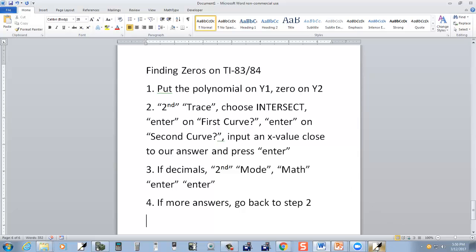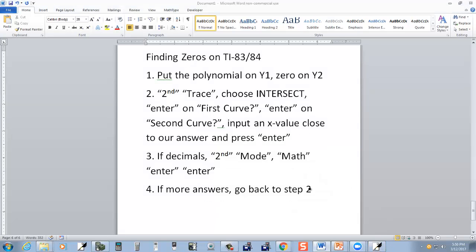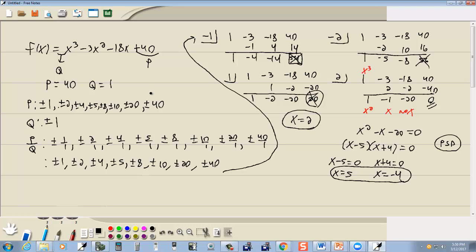Now let's take a look at the one we just looked at. So we'll work this problem again. We already know what our answers are. f of x is equal to x to the third minus 3x squared minus 18x plus 40. By the way, in case you're wondering, if my first answer had been out here somewhere, like 10 or 20 or 40, I would have had to do a lot of synthetic division to get up to that point. So it can be a very tedious process.